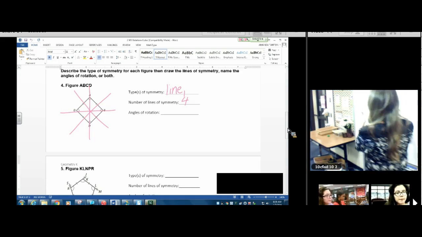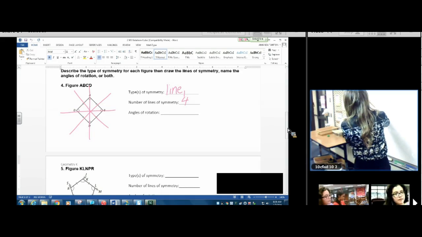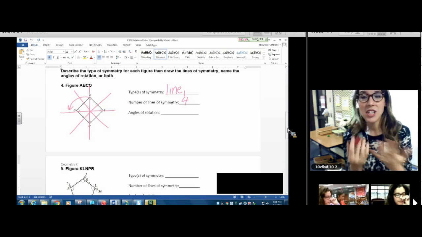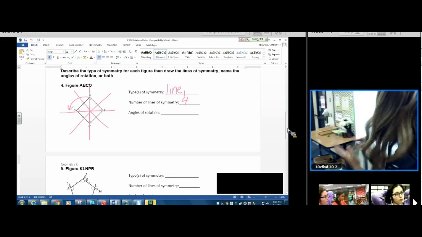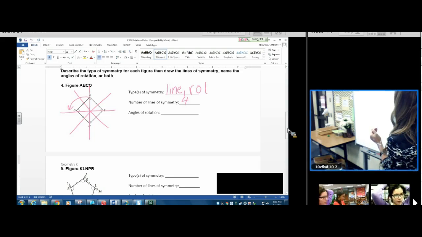Orientation is actually the same. But if I rotate this 90 degrees, my shape is going to look the same as how it started. That means it has rotational symmetry. So it's got line, it's got rotational.